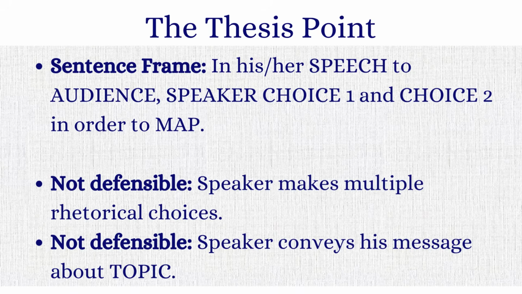Number 1, it helps you as the student remember what you're supposed to be writing about. And then number 2, it makes it a more complex thesis. So it shows that you have a better understanding of the text because you're actually fully addressing both aspects of the prompt. Now, there are some things that you could write that would not earn the point. So where it says not defensible, if you just say the speaker makes multiple rhetorical choices, that is not defensible because you haven't identified the specific rhetorical choices. Also, if you don't reference the rhetorical choices at all and you just say conveys his message about, and then whatever the topic is, that's not going to be defensible either because remember, the rubric wants choices.